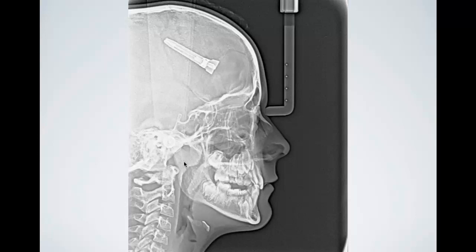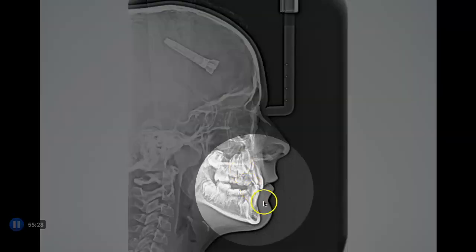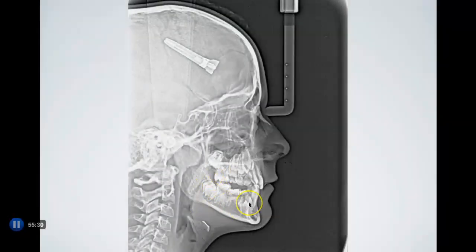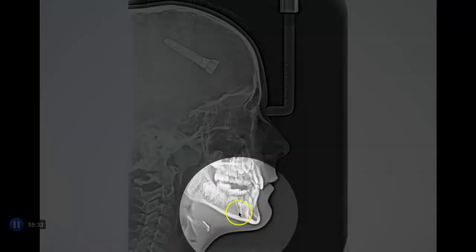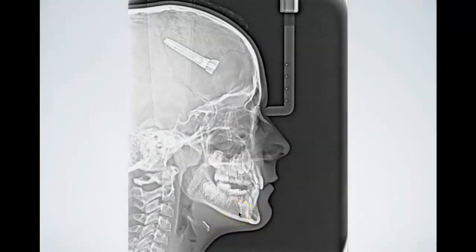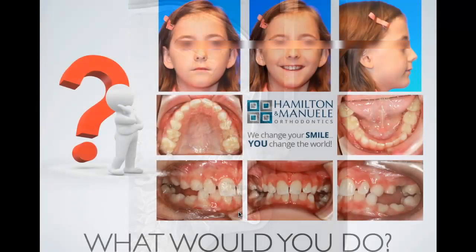Sometimes when you see the ceph, it looks a little bit more obvious. Now, who thinks this patient is a vertical grower, right? I mean, you can kind of see the mandibular plane angle, you can see the extent of the chin, throat, neck length, right? So having a ceph, having good imaging, you can trace all that out, is helpful in your diagnosis.